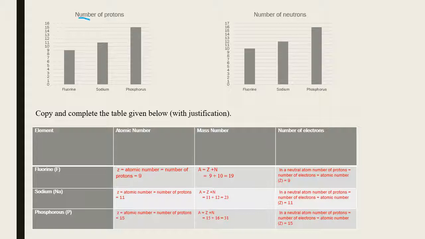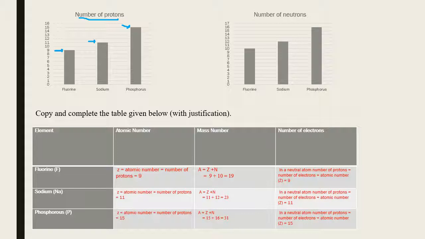Here, look, we've got the number of protons. What's the number of protons of fluorine? It's 9. What's the number of protons of sodium? It is 11. What's the number of protons in phosphorus? It is 15. So this is just reading off a table. This is how we find the atomic number. Remember, the atomic number is the number of protons.